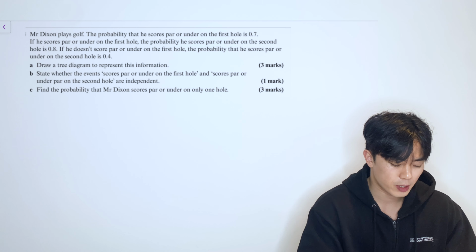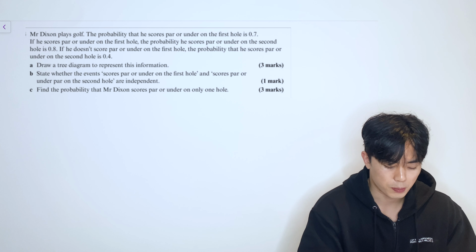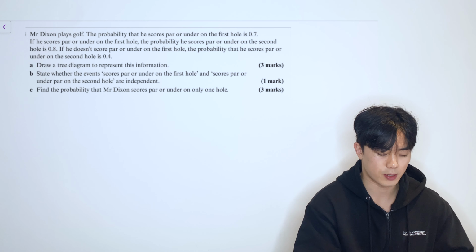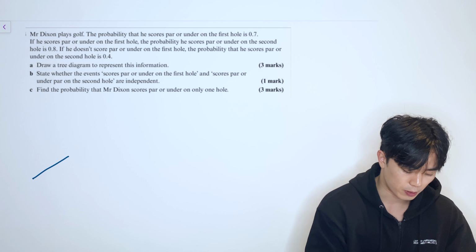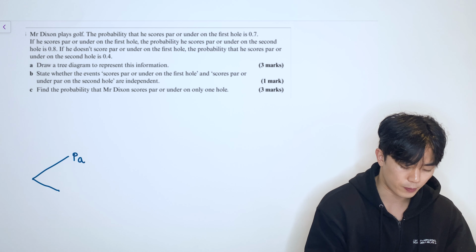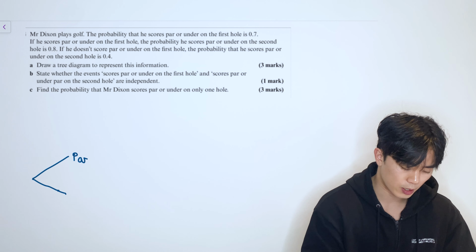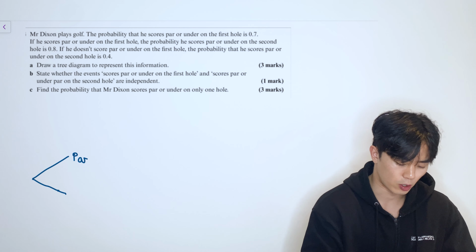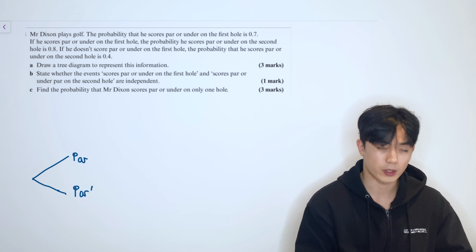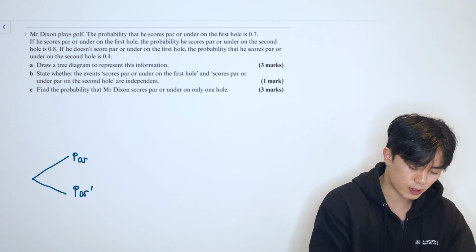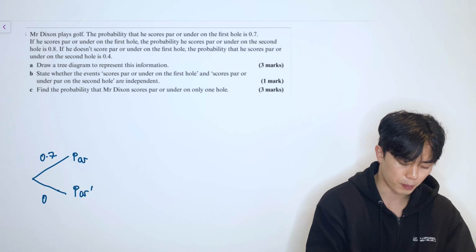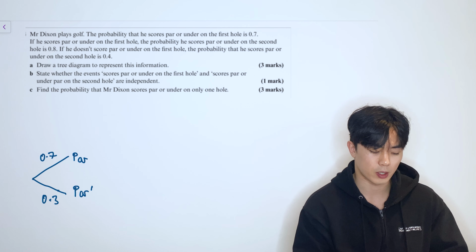Right, so we have Mr. Dixon plays golf. The probability that he scores par or under on the first hole is 0.7. Okay, so first things first, we need to draw our tree diagram. The options are he can score par or under, and if not, he's not par, right? So not par, write it like this. The probability of scoring par or under in the first hole is 0.7, meaning that this not par will be equal to 0.3, because it has to add up to 1.